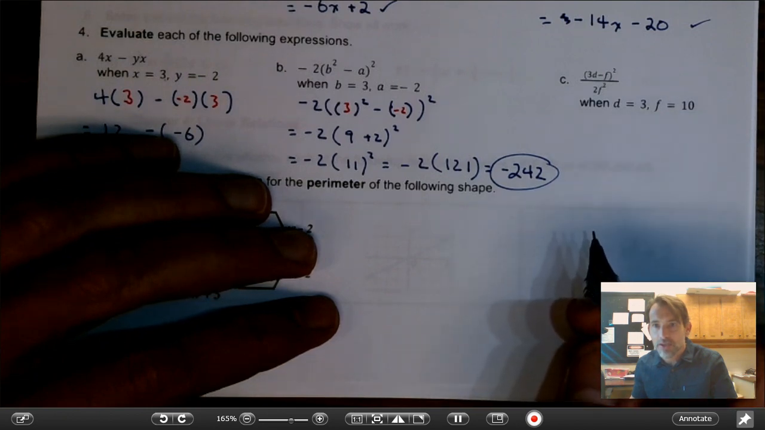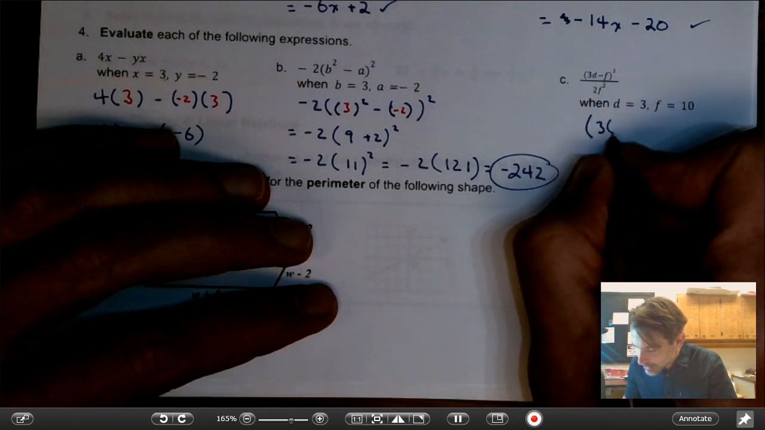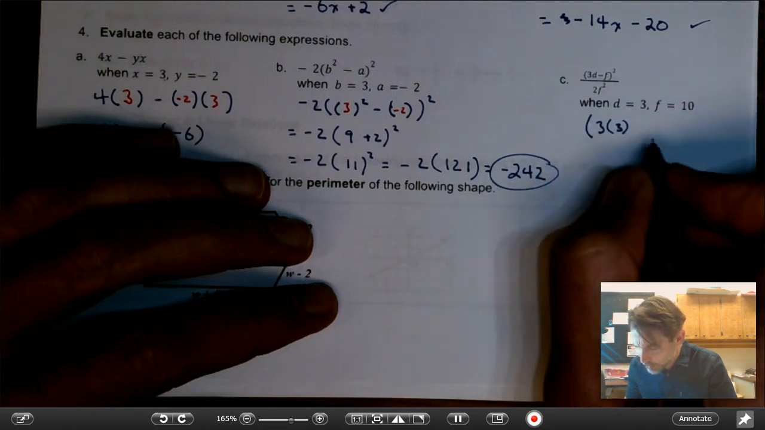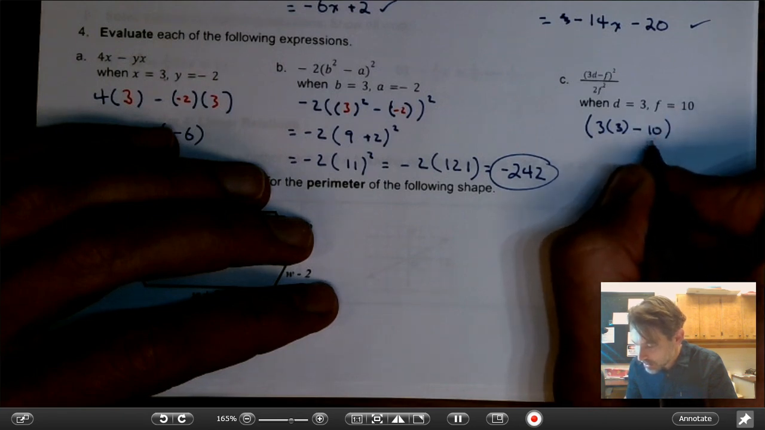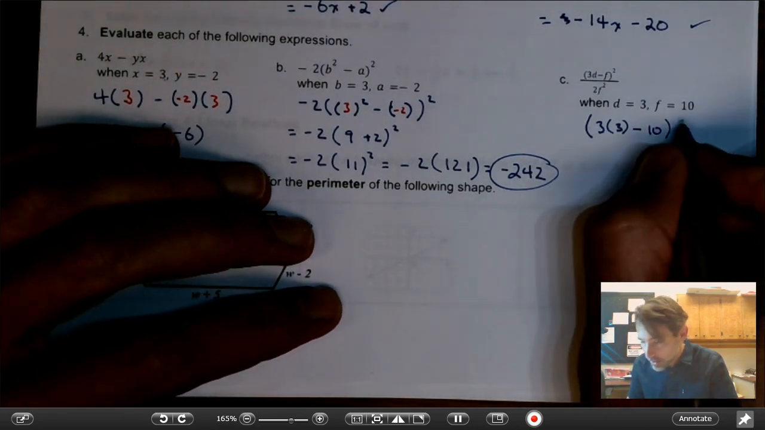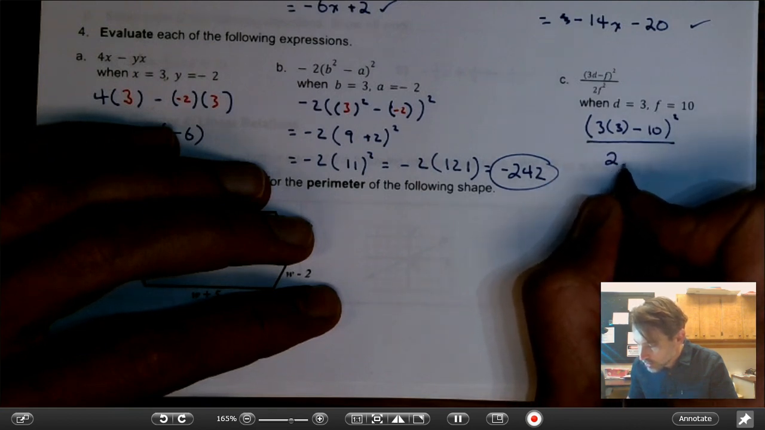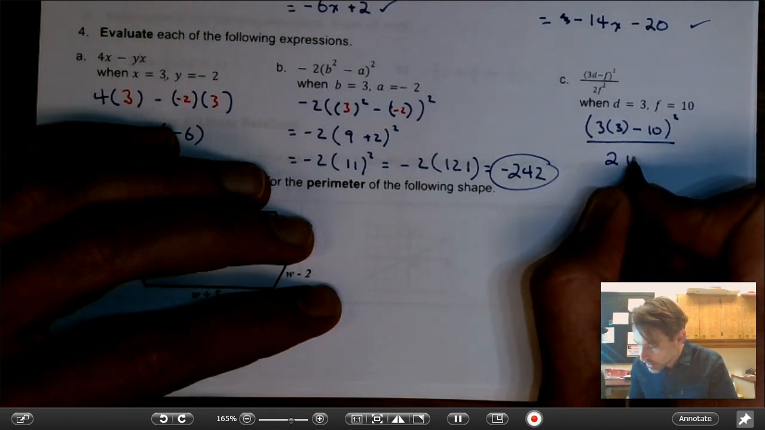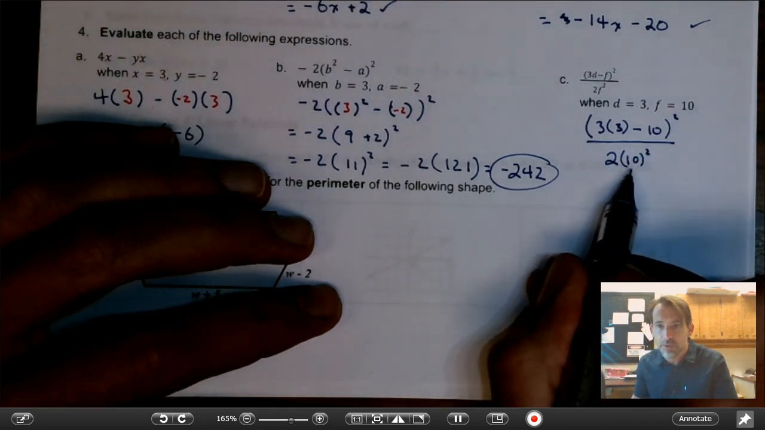All right, 3d minus f squared all over 2f squared when d is 3 and f is 10. Okay, cool. So here, write it out. 3 times d, which is 3. You don't have to do it in another color, I'm just being fancy. Minus 10. I could put that 10 in brackets, but it's not going to change things. Squared. All divided by 2f squared. So 2 times 10. This time I need it in brackets, squared, to show that that's still multiplying.